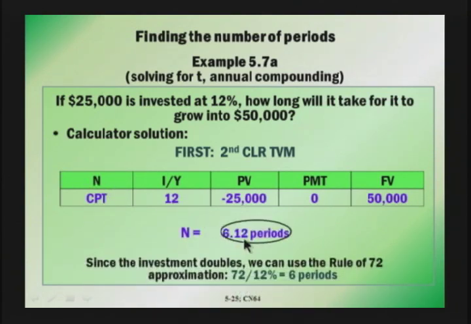When I compute N, I get 6.12. Now I don't have any year attached to that. I said it was annual up top. So when I calculate this, it's 6.12 periods. I've assumed annual compounding, so I assume that was a 12% annual rate. So it would take a little longer than 6 years at 12% per year for 25,000 to grow into 50,000. The rule of 72 approximation can be used here because I am doubling the amount. So take the 72, divide by the 12% rate. It would take about 6 years for that doubling to take place, and the precise result was 6.12.